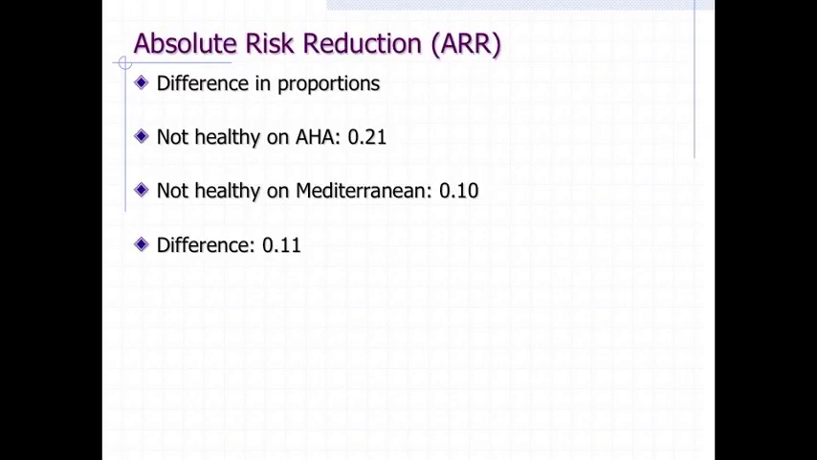We will take the perspective that we are assessing the benefit of switching from the AHA diet to the Mediterranean diet. One way to assess the benefit is to compute the difference between the proportion who were not healthy on the AHA diet, 0.21, and the proportion who were not healthy on the Mediterranean diet, 0.1. The difference in proportion is 0.21 minus 0.1, which is 0.11. This measure of the benefit is called the absolute risk reduction, ARR.